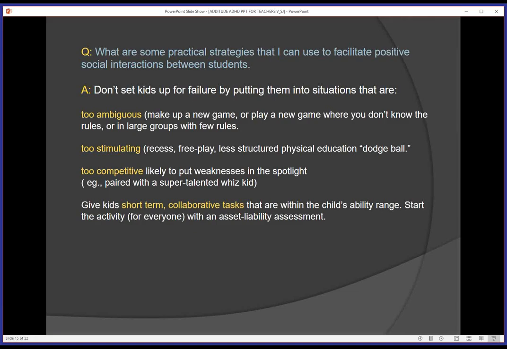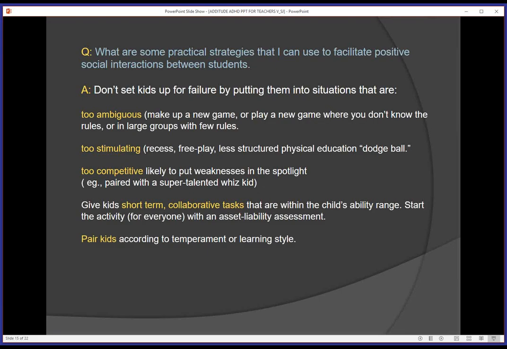Start the activity for everyone with what I call an asset liability assessment. What do you bring to this that's going to help you be successful? What do you bring to this that might get in your way? How do you strengthen your strengths? And how do you get around the liabilities? How do you lessen the likelihood that you're going to make a mistake during this task?